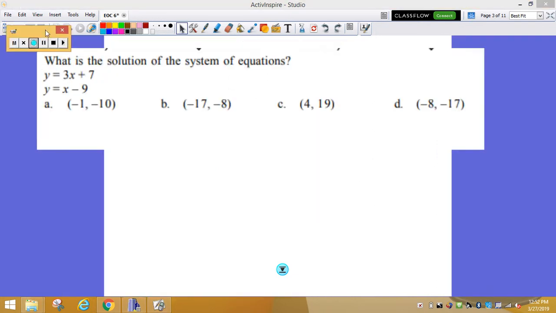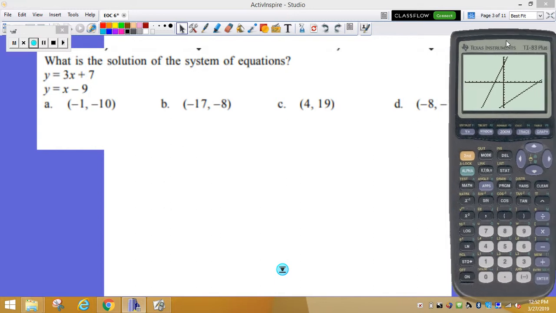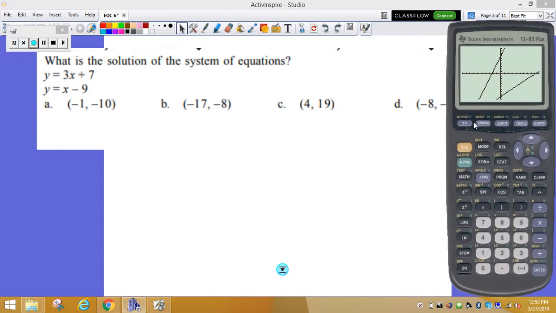Okay, let's do another one. The more you practice these buttons, the better you're going to be. So let's type these in. 3x plus 7 is my first one. And x minus 9 is my next one. We're going to hit graph. There's my first line. Oh, okay, good. I'm glad I put this one on here. So, you cannot see the intersection here. It's down here somewhere.